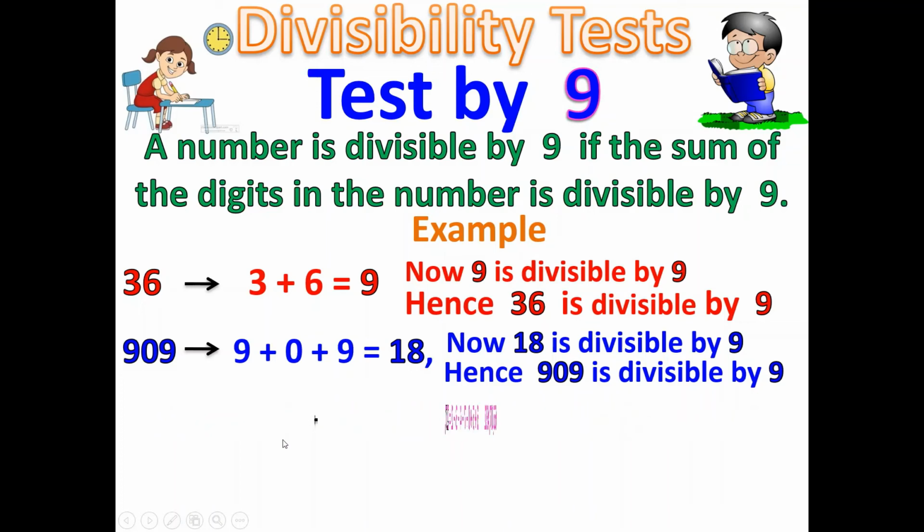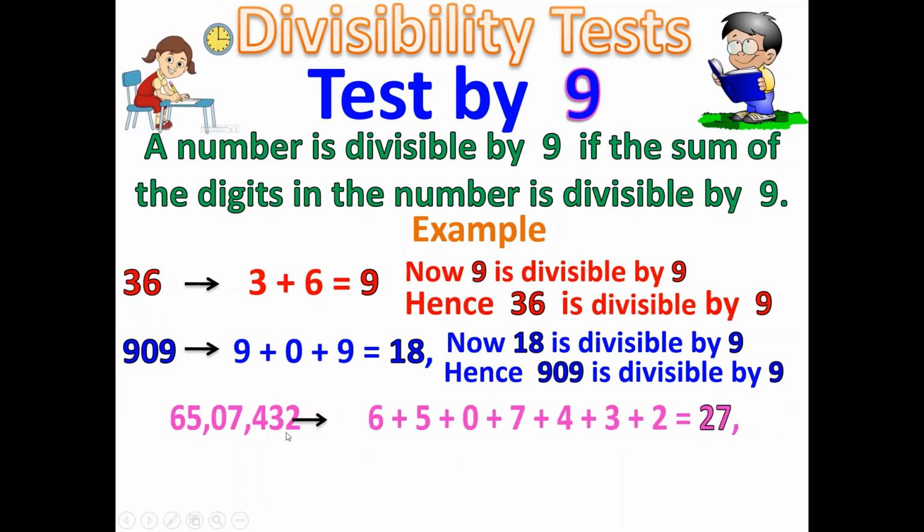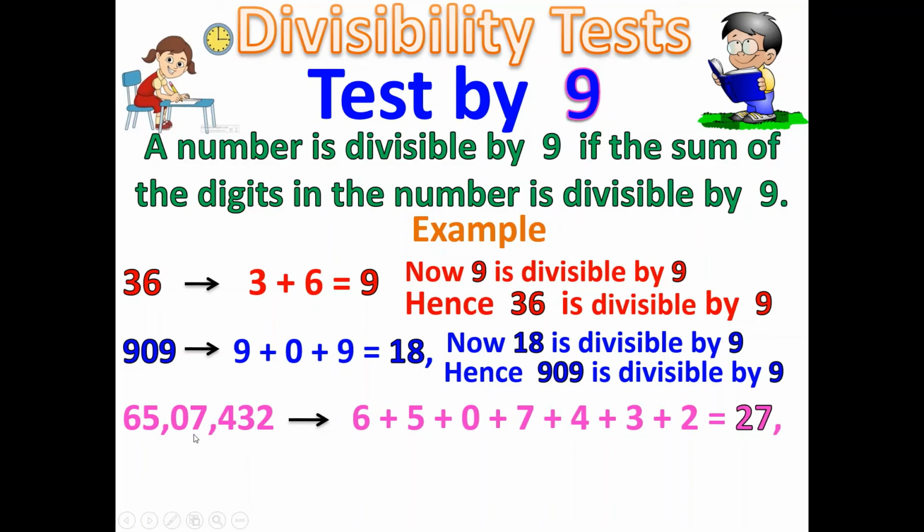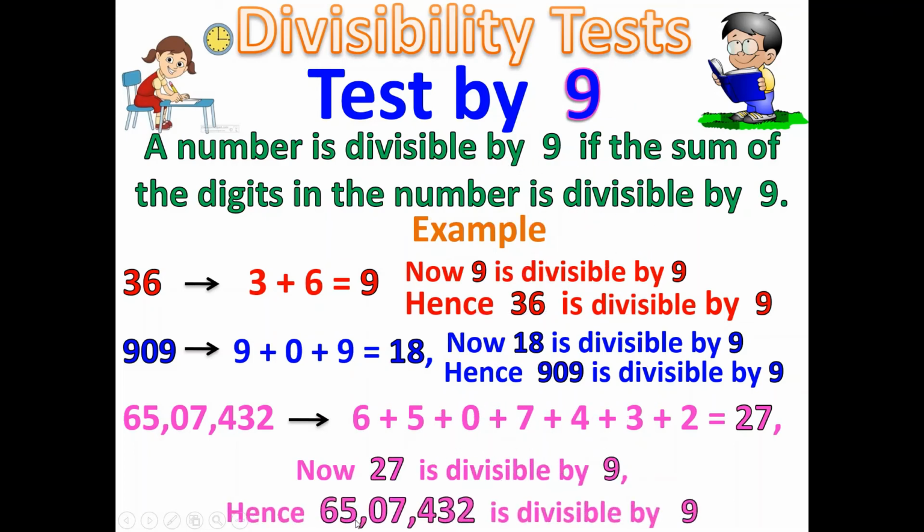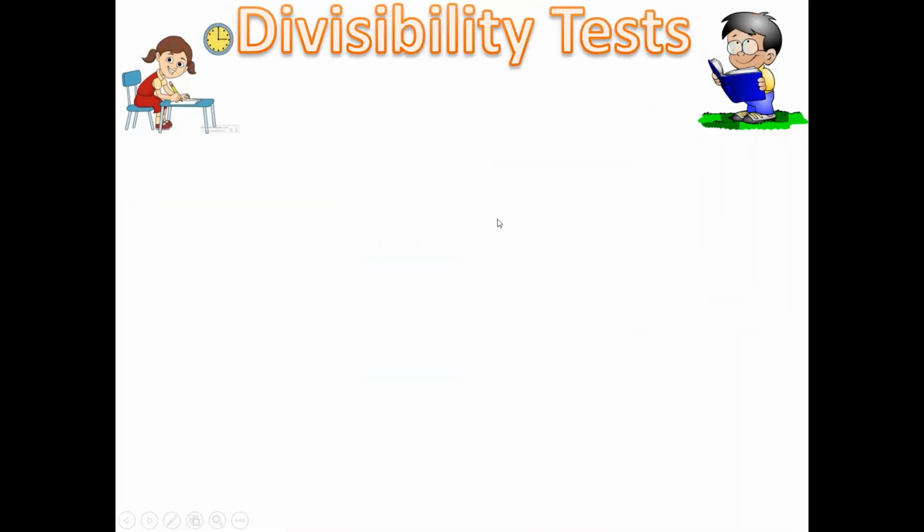Now we go on to another example. This example is a big example. That is 65,07,432. Now 6 plus 5 plus 7 plus 0 plus 7 plus 4 plus 3 plus 2 is equal to 27. Now 27 is divisible by 9 and hence 65,07,432 is divisible by 9.